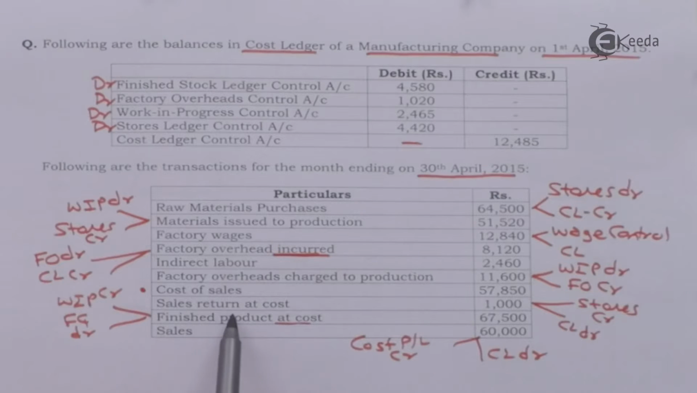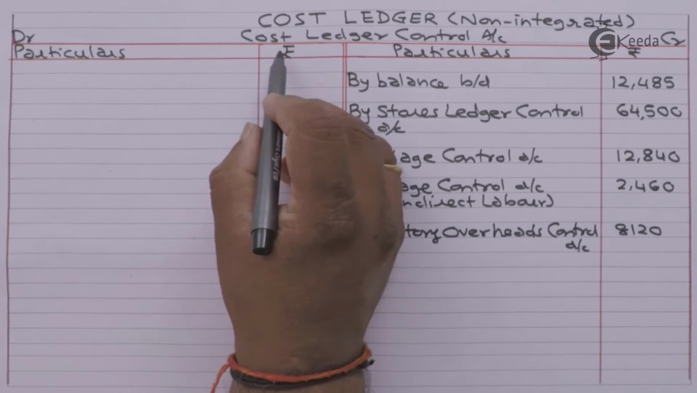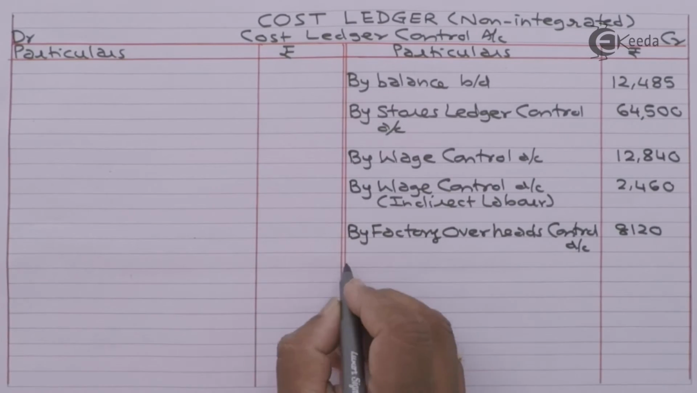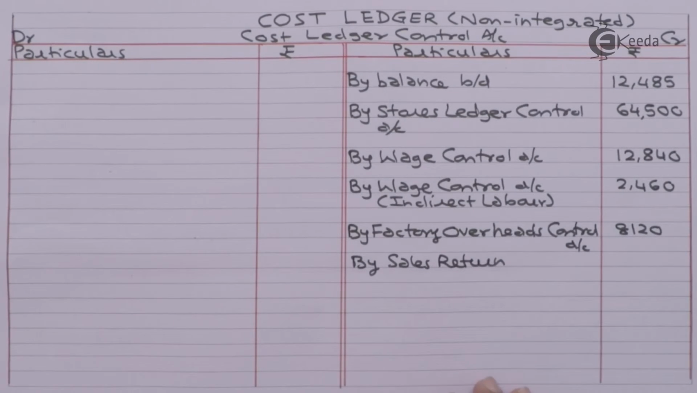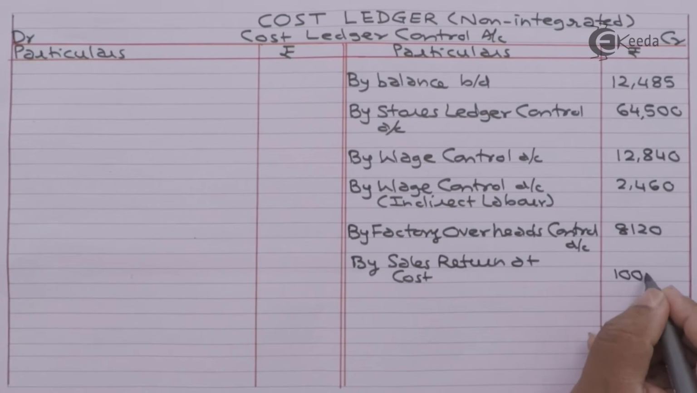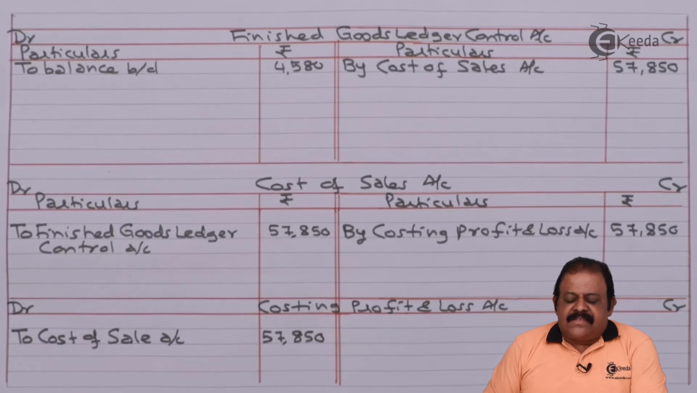57,850. Sales returns at cost 1,000. This is the goods sold which are returned by the customer. So this will be debited to stores account. Sales returns at cost 1,000 is given. This will be recorded to the credit of cost ledger control account. In the finished goods control ledger account, this will be recorded on the debit side.